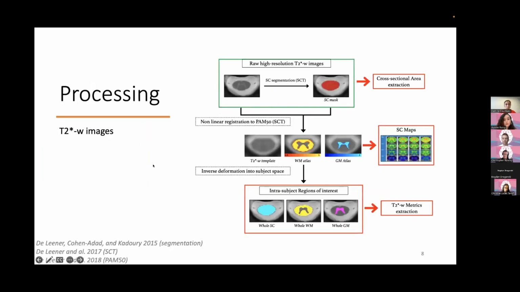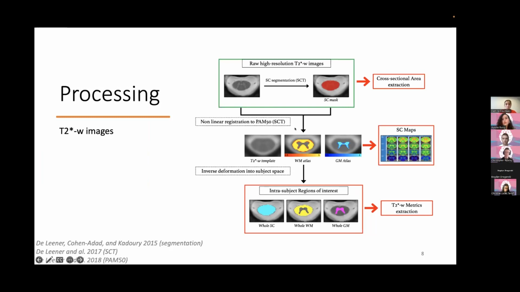In my internship, I focused on the T2 star weighted and the magnetization transfer ratio metrics. I will present now the processing pipeline for T2 star weighted images. The first step of the processing pipeline was to automatically segment the spinal cord thanks to the PropSeg tool of the Spinal Cord Toolbox. Once we obtained the spinal cord segmentation, we corrected it manually if it was needed.